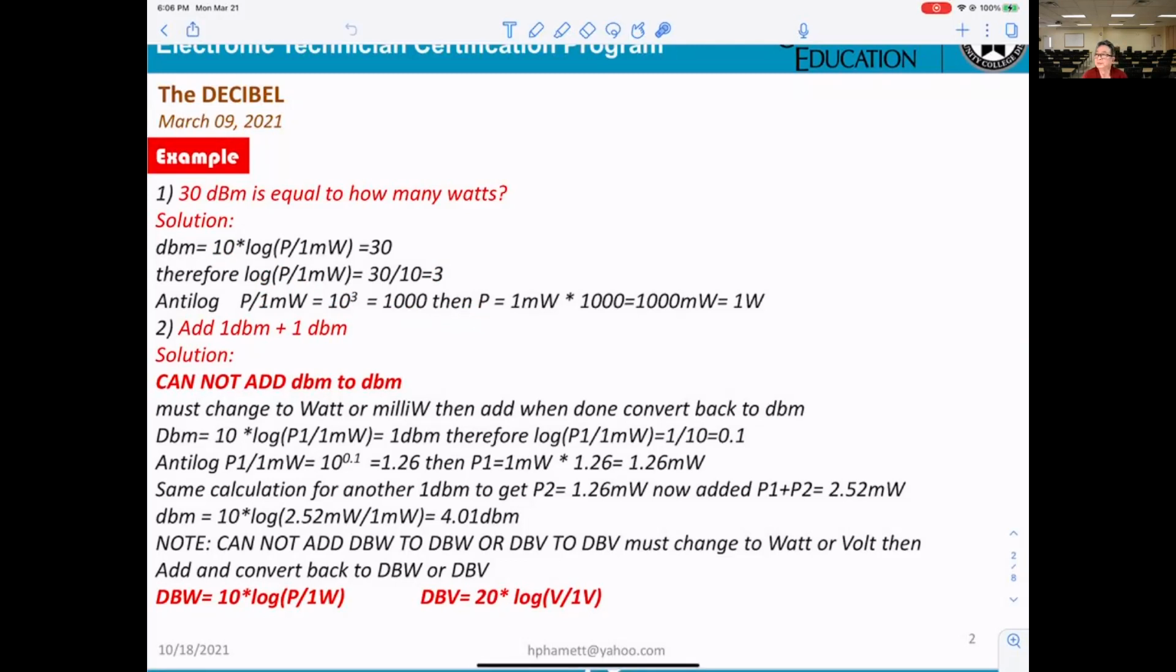You have to work on this in time. Do you have any question on that example? Make sure you know how to solve the problem if they give you dBm and they ask for watt, milliwatt, or kilowatt.